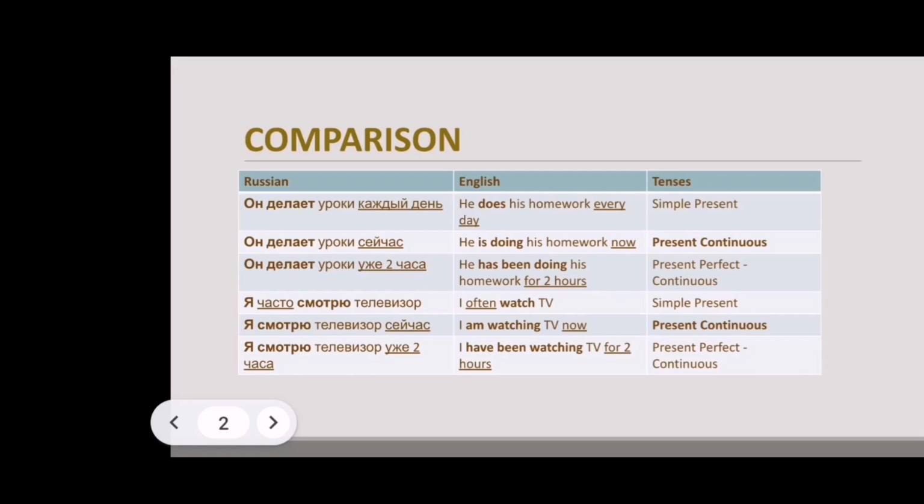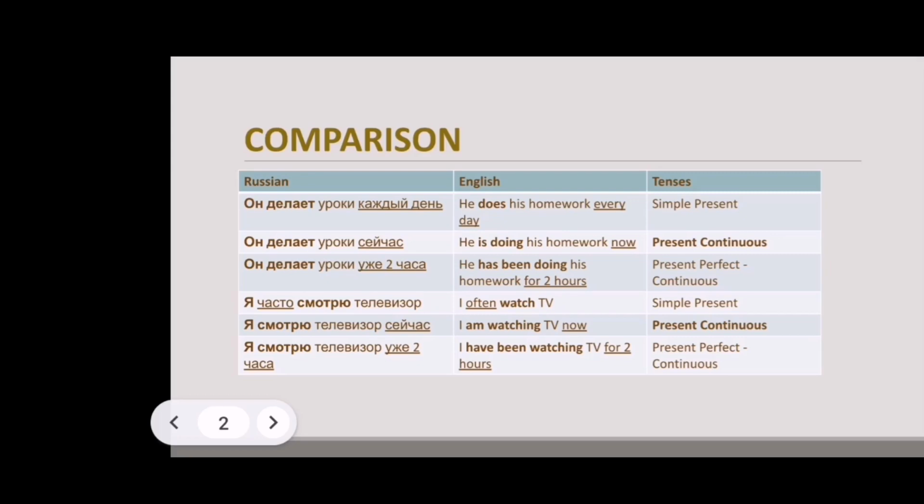Can you recognize the table? I hope you can. The same sentences and the same tenses, but pay attention, today we are going to speak about present continuous, and present continuous is in bold. So let's pay attention to the examples. He is doing his homework now. I am watching TV now.